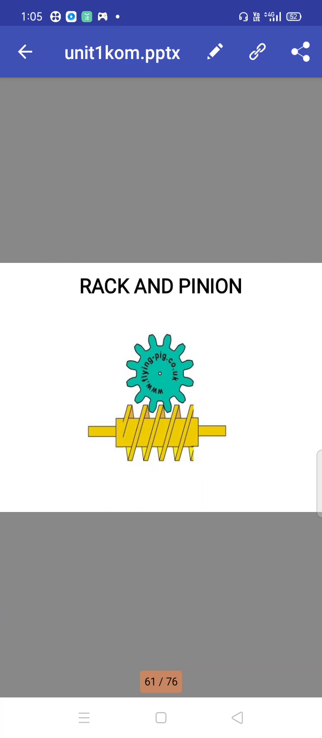This is the diagram for rack and pinion. The green color indicates the gear, then the yellow color specifies the pinion. If you rotate the gear, the pinion moves to and fro. It generates a linear motion.